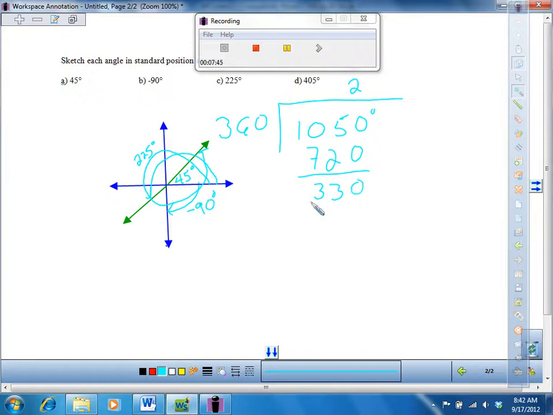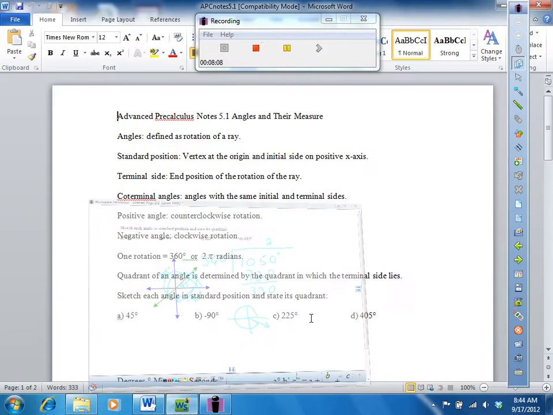So a 1,050 degree angle would be the same as if I went around the circle twice, and then went 330 degrees more, which would put me 30 degrees shy of the x-axis. You get that? So that's the way you can figure that out. All right, what's next on this sheet?